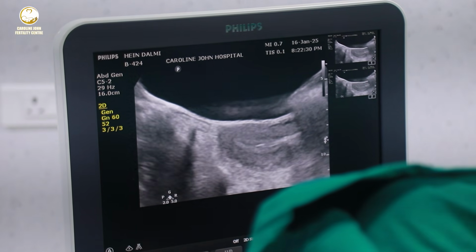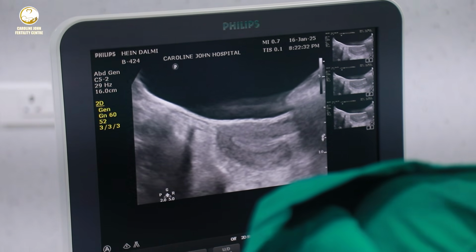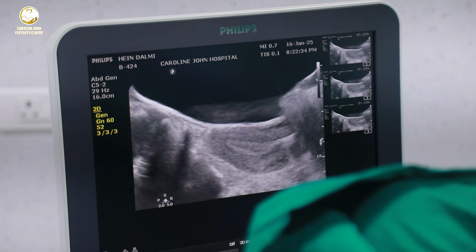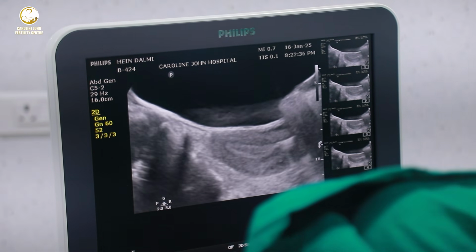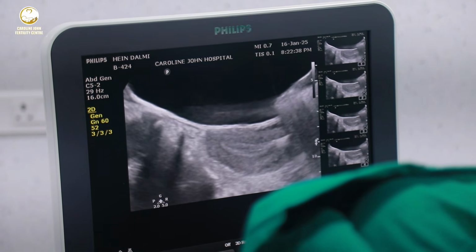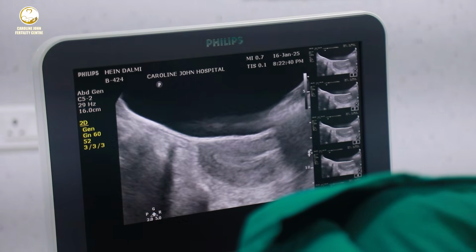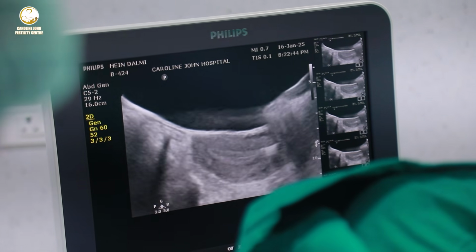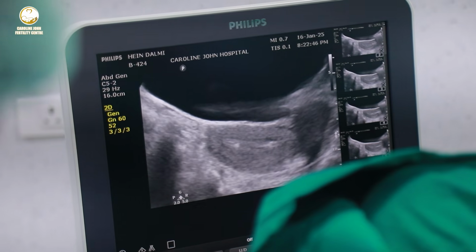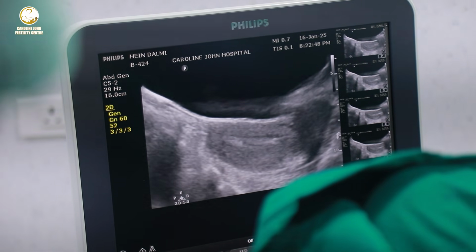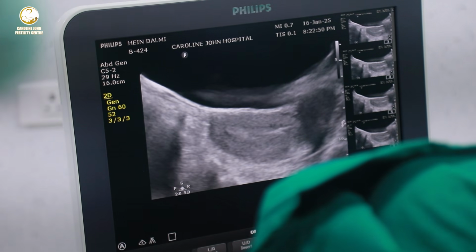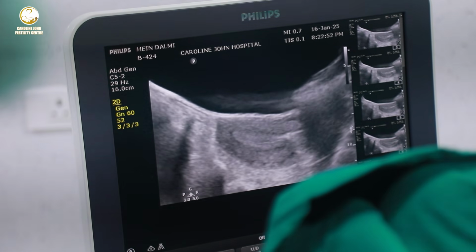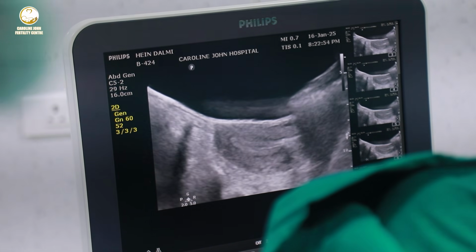Stay hydrated and eat a balanced diet. Nutrient-rich foods support implantation and overall reproductive health. Keep stress levels low. Meditation, light walks, or relaxation techniques can be beneficial. Don'ts after embryo transfer. Avoid strenuous activities, heavy lifting, intense exercise, and excessive movement should be minimized.